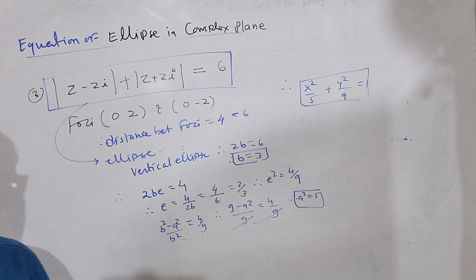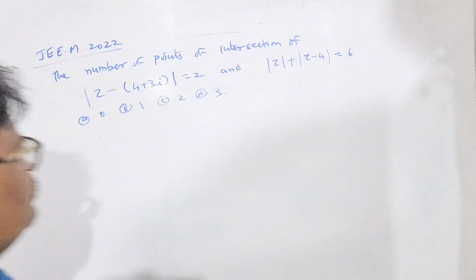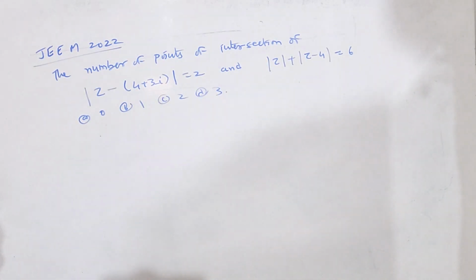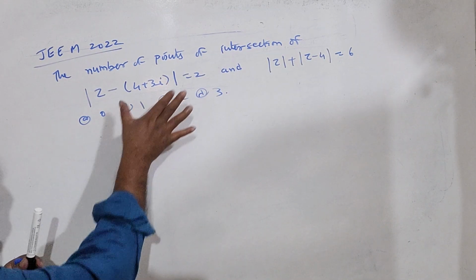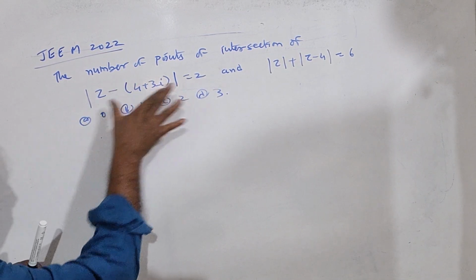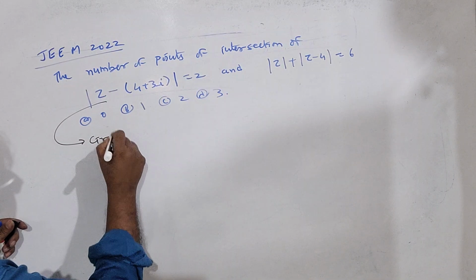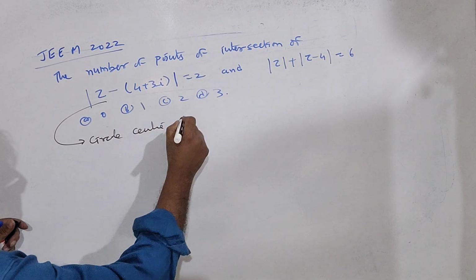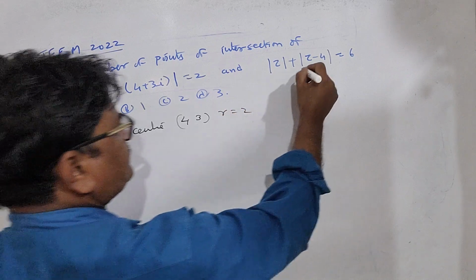Now let's solve a PYQ. Now look at this question. This is a PYQ, JEE Mains 2022. The number of points of intersection of these two curves. See, this curve is a circle, with center at (4, 3) and radius 2.